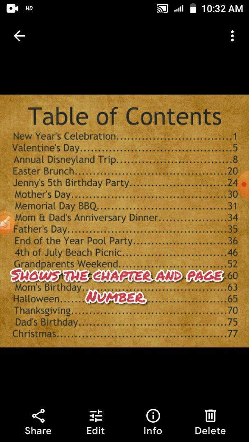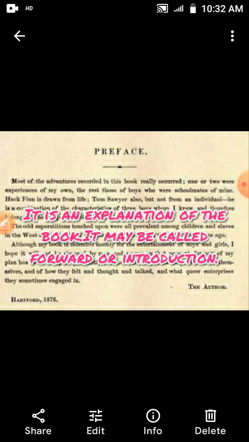Then after this, the next is preface. What is the preface? Preface is an explanation of the book. It may be called foreword or introduction. It is not found in all books, but in stories or novels you can see the preface page. In the preface page, short information is given about the book, what the book contains inside. Like if there is any story book, then there will be a summary. In the preface page the summary is given.